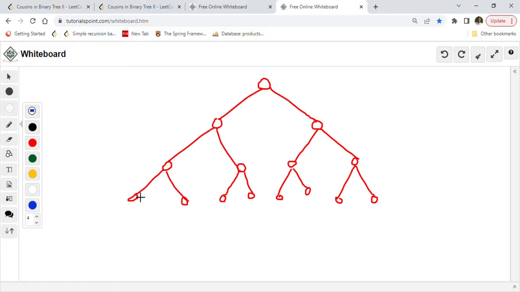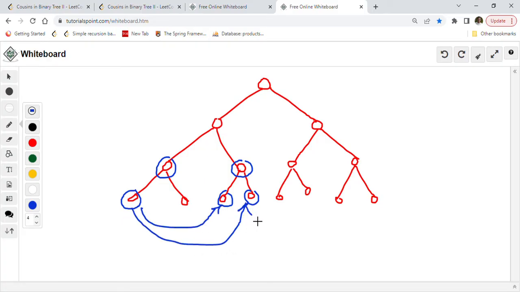Now if I take this node, which are the cousins of this node? Its parent is this node, and its parent's brother is this one. The children of that brother are the cousins of this node. So this is the definition of a cousin.